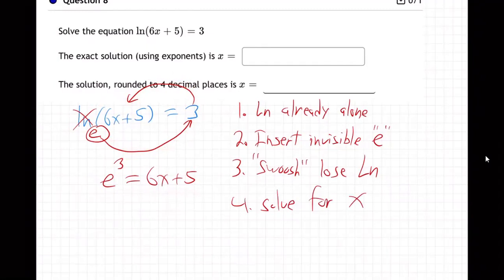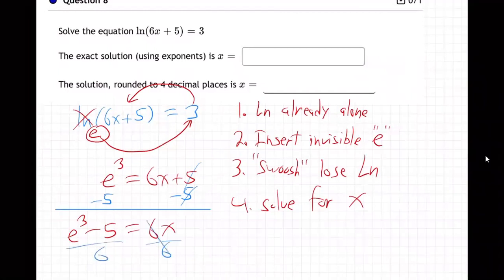So how do I get x alone? Well, we're going to subtract 5 from both sides. We get e to the 3rd minus 5 is 6x. And last step, divide by 6. Boom, there we go. So there's the answer. Now up here they asked for the exact solution using exponents. So that will be e to the 3rd minus 5 all over 6, right? That's the exact answer using exponents.